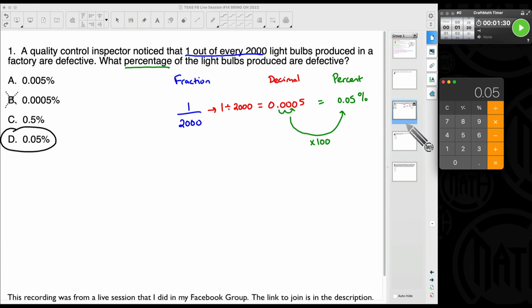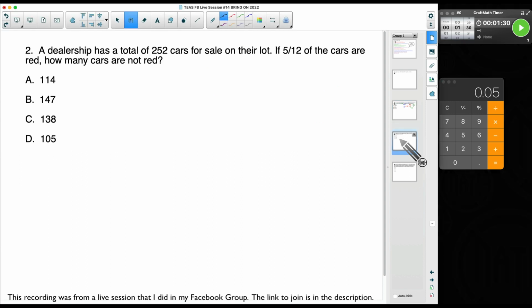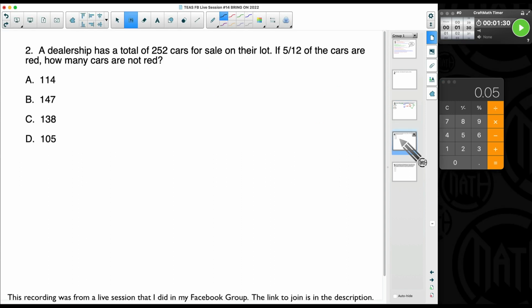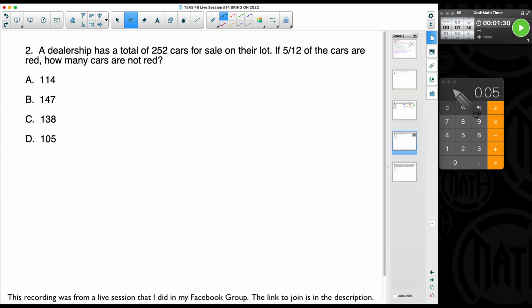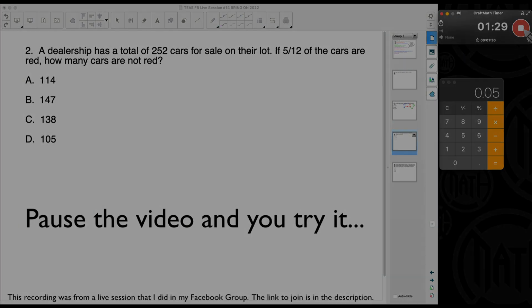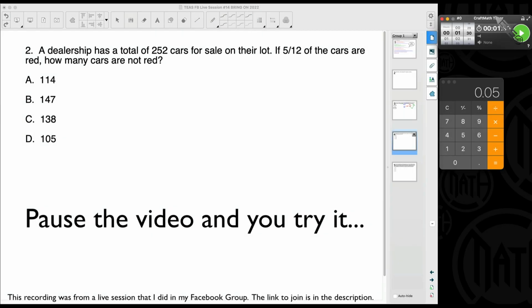So there's one of those that was requested, and now we're going to move on to question number 2, a proportion-based word problem. And I'm going to say this, read the question very carefully. Give it a shot. A lot of B's coming in, that's good.